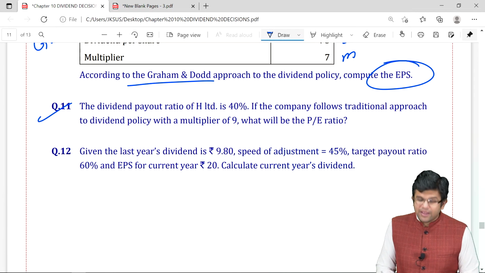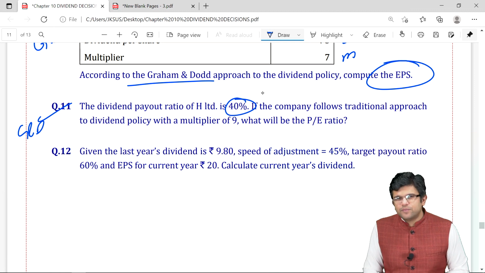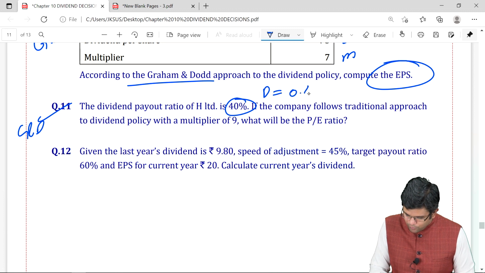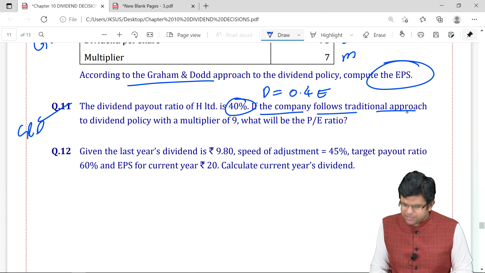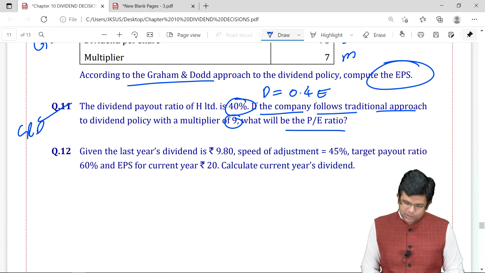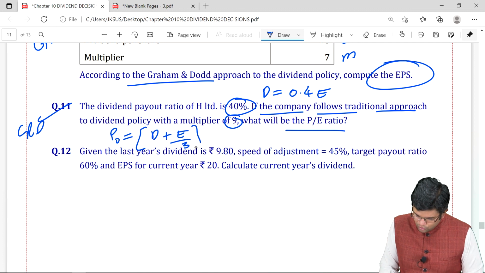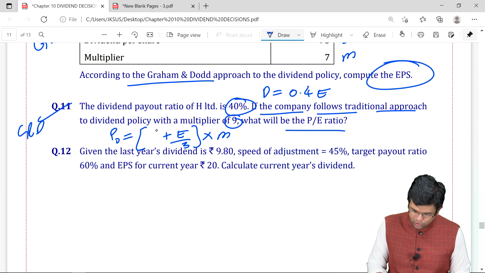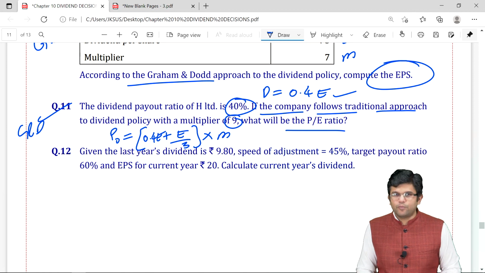Question number 11. Children, in question 11, again it is a Graham and Dodd question. They have given to you the dividend payout ratio as 40%, which means, children, D is equal to 0.4 E, correct? 40% of E is D. If the company follows traditional approach, which means Graham and Dodd model, and the multiplier is 9, what will be the P/E ratio? Children, we know the formula is that P0 is equal to D plus E by 3, the whole into M. Now children, we know that instead of D we can write 0.4 E, correct?